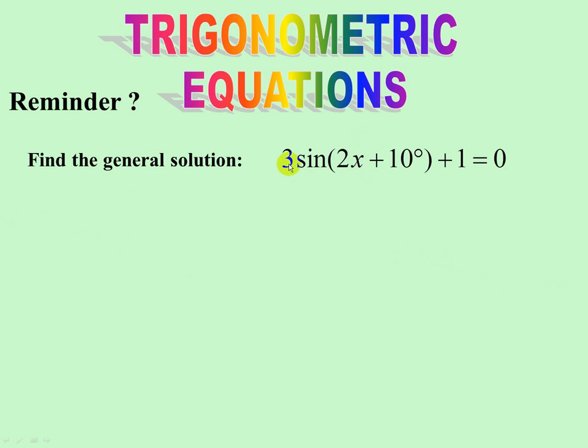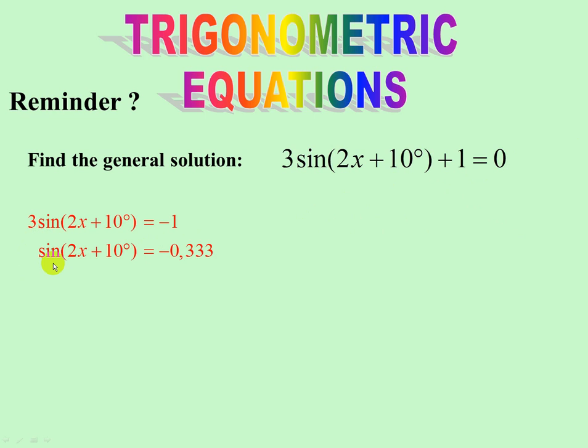So we need to get rid of 3, 2, 10 degrees, and 1. So the question is, what is the order? Well, 3 multiplying something plus 1, the 1 must go first, such as 3p plus 1, the 1 goes first. So therefore we end up with 3 sine(2x plus 10 degrees) equals negative 1. Now we're going to divide by the 3.